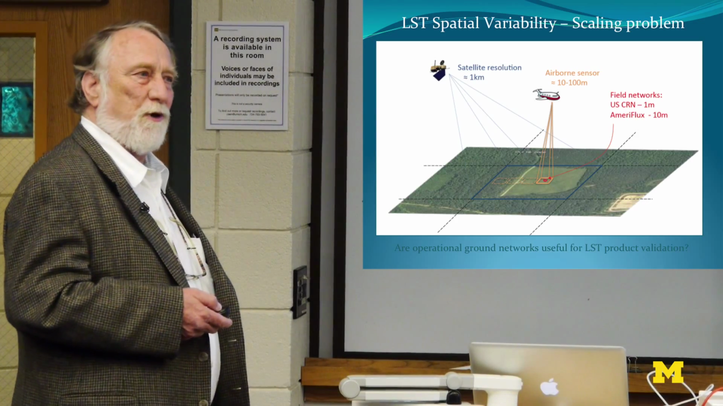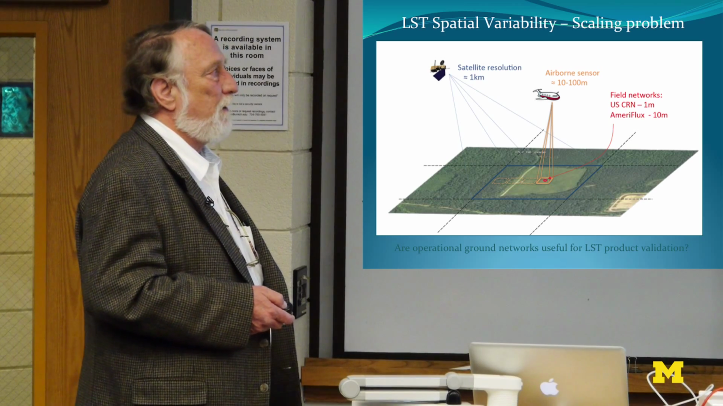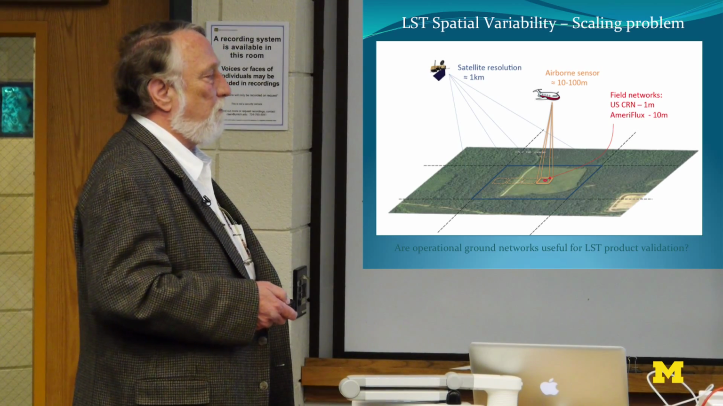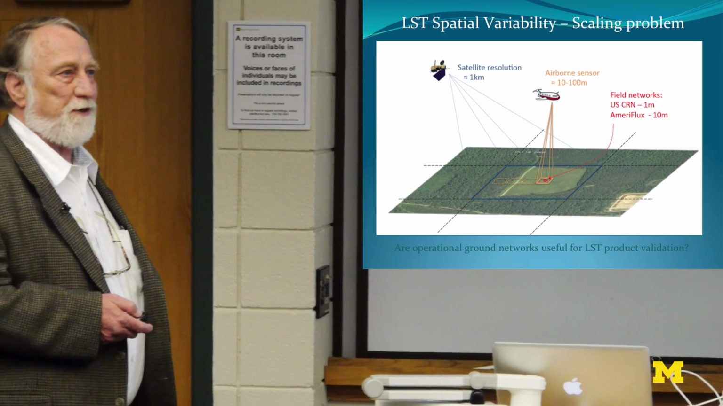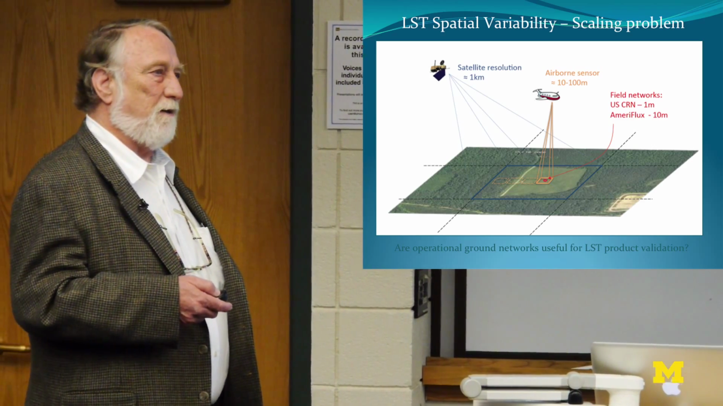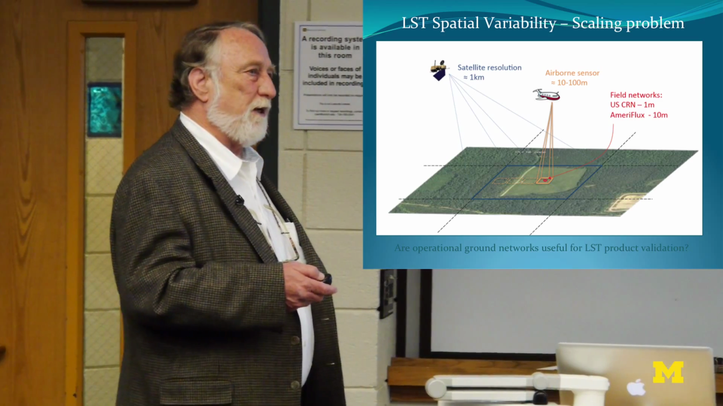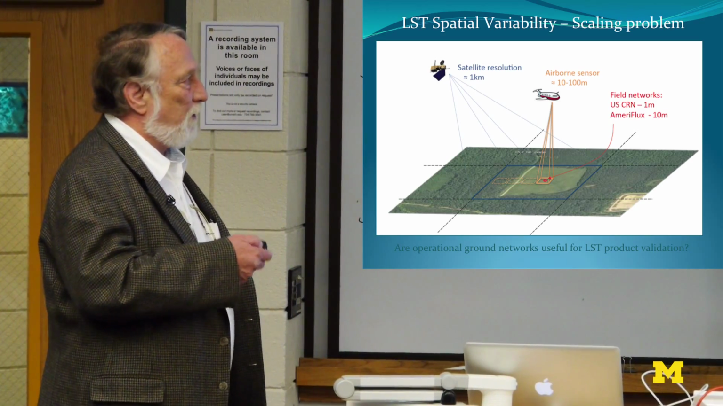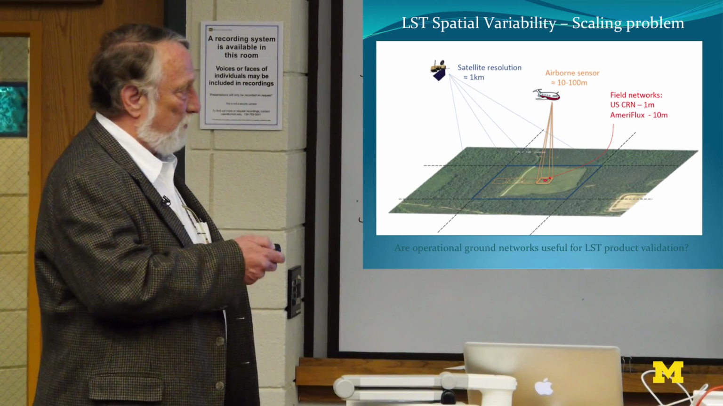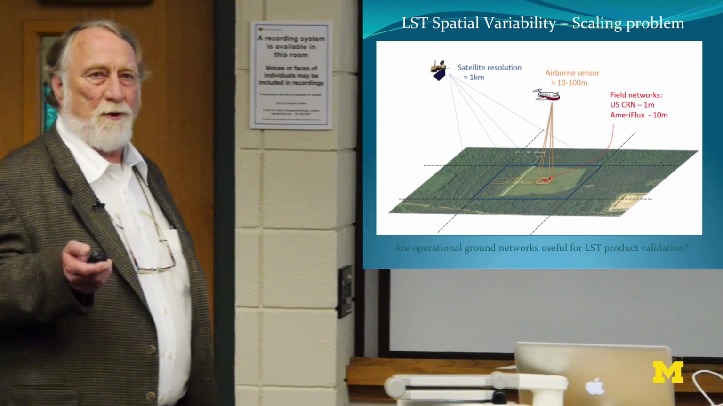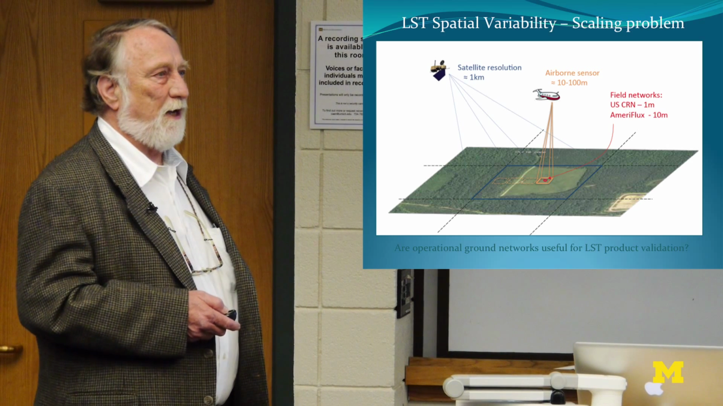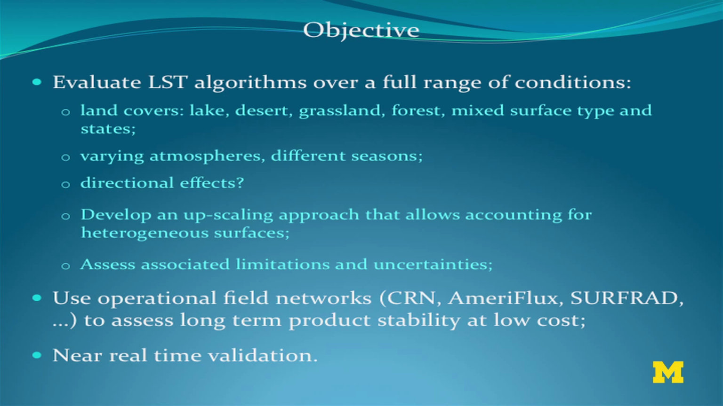We actually had an airborne flight, and that was looking at the variability within the satellite pixel itself. So that gives us some idea of what the integrated value would be compared to what the satellite was seeing. We also then compared this airborne sensor, its integrated value, to how well or how representative that one point value from the CRN site would validate with that.